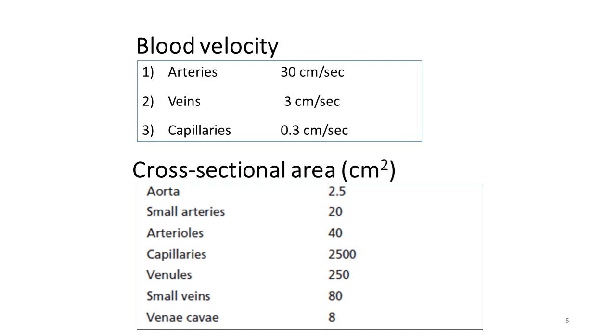It is very high, so the total cross-sectional area in the capillary is much higher than in other vessels, because we need a very large amount of area to exchange the gases and nutrients and molecules between the blood and interstitial fluid.